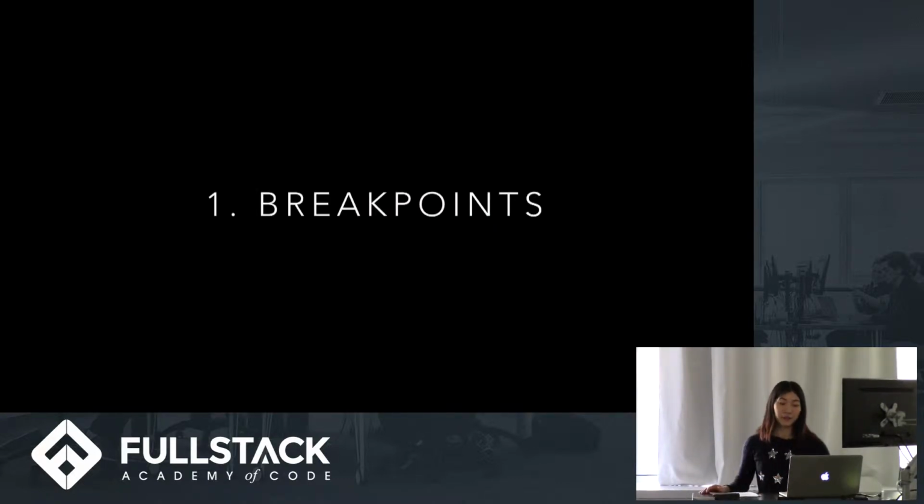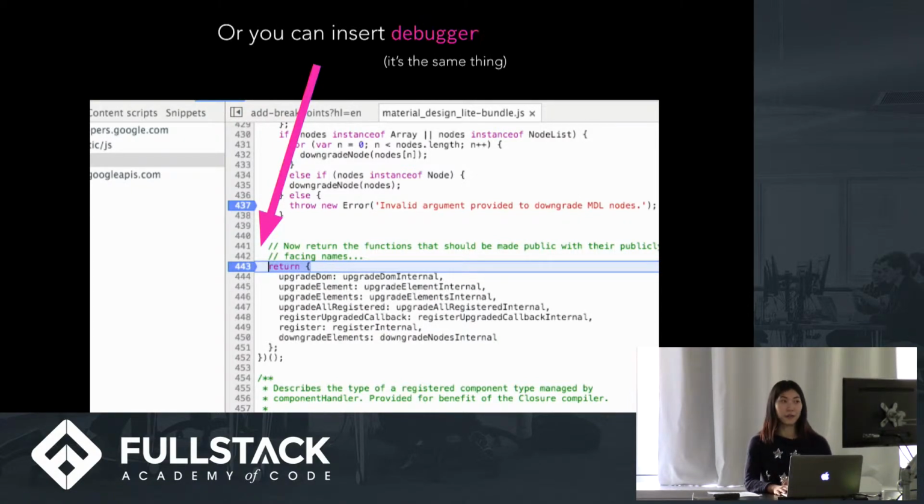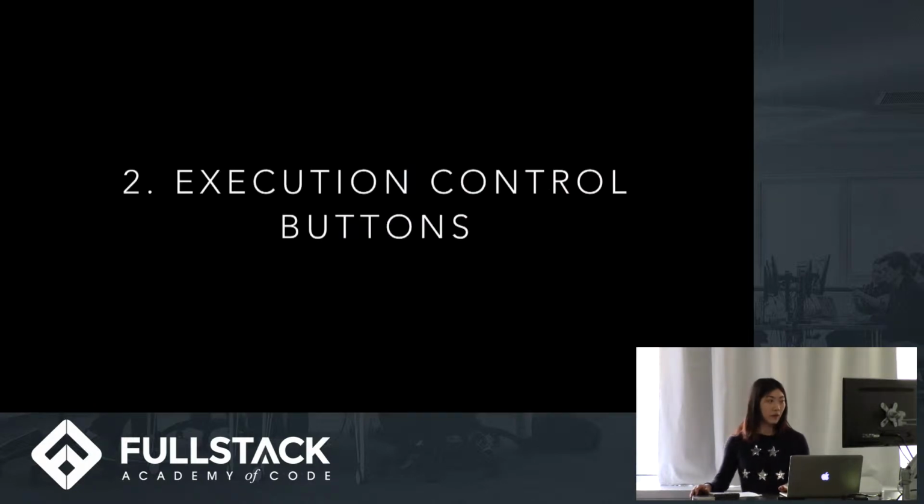They're an effective way to debug code because you can pause your code at any point while it's being executed and investigate the values of variables or the call stack at any time. This is what a breakpoint looks like. You might know it as debugger. If you stick a debugger in any line, it's the same thing as creating a breakpoint. I'll show you live examples of this later.